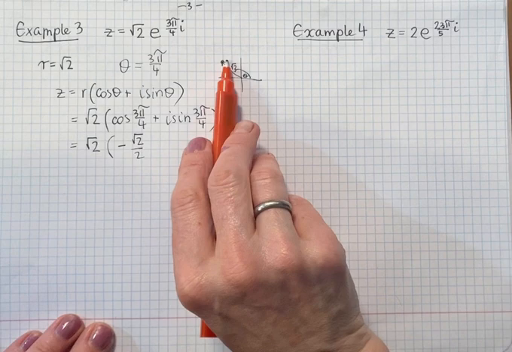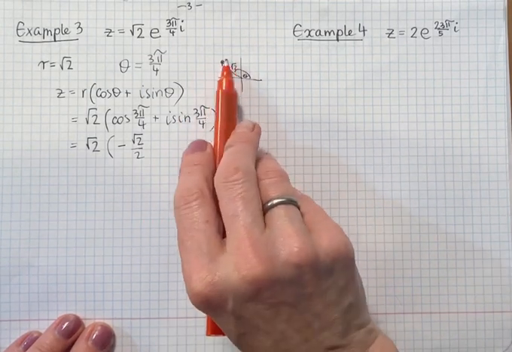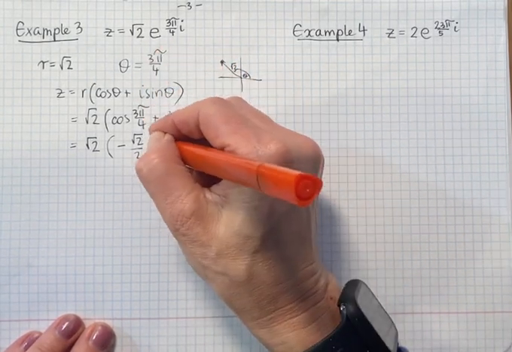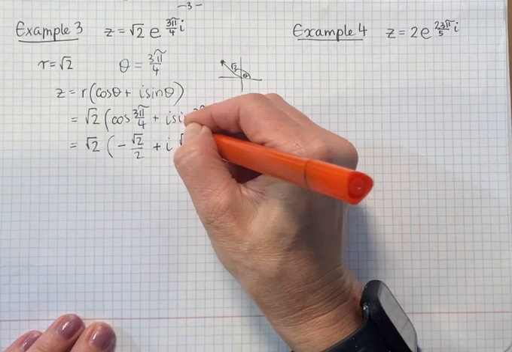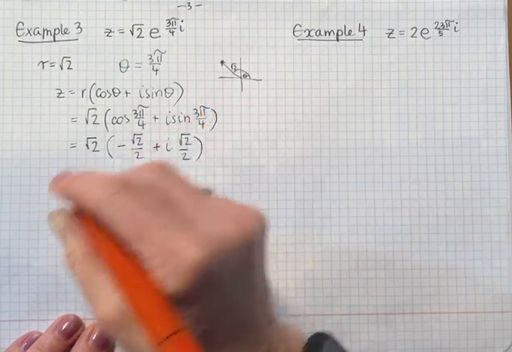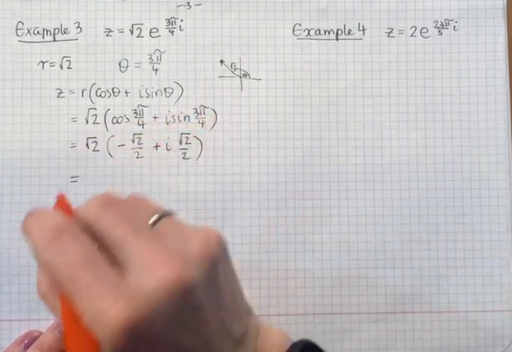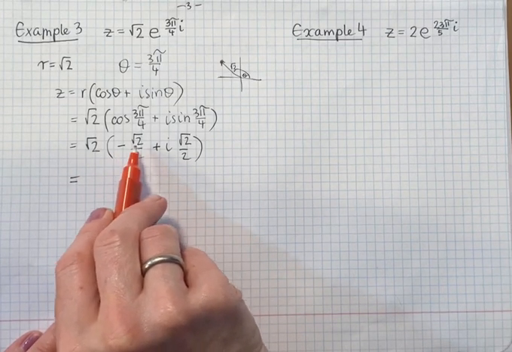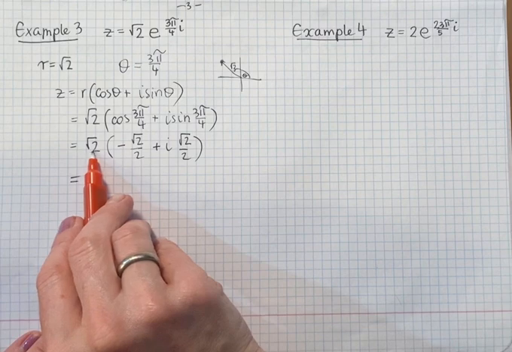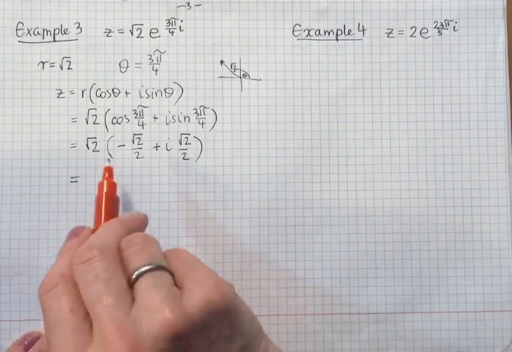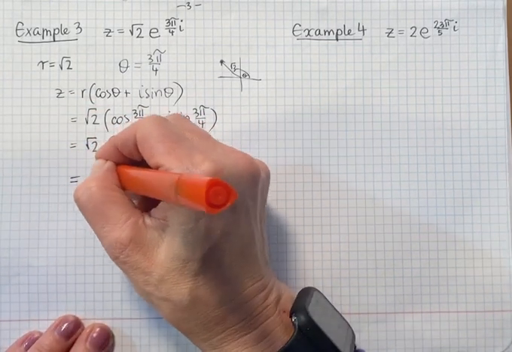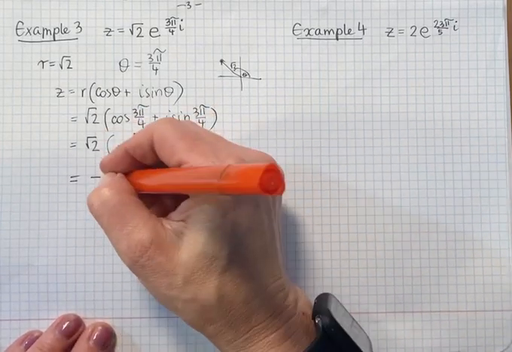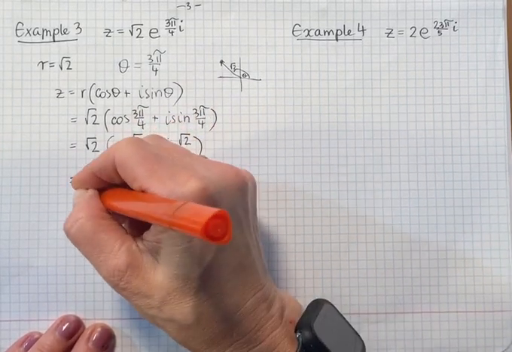Now for this imaginary part, if you reach for the calculator, this will stay positive. So this is going to be i times root 2 over 2. Multiply out, you'll have root 2 over 2 multiplied by root 2. That will give you 2 over 2, which is 1, with a minus, so this will give you minus 1 plus i.